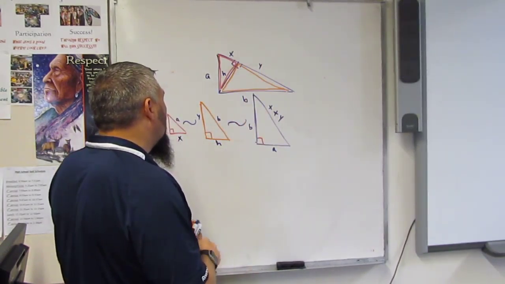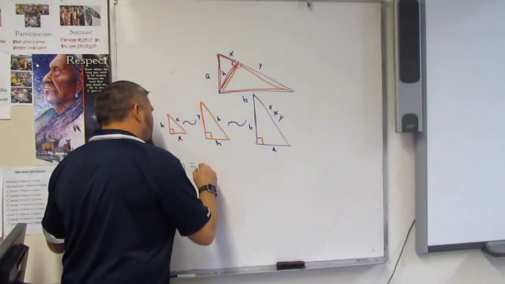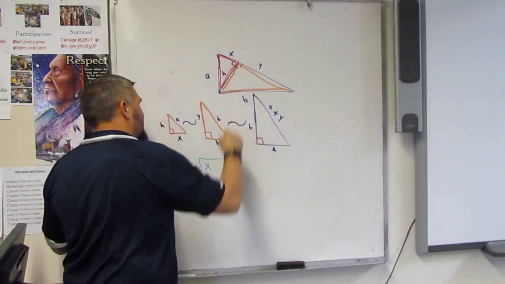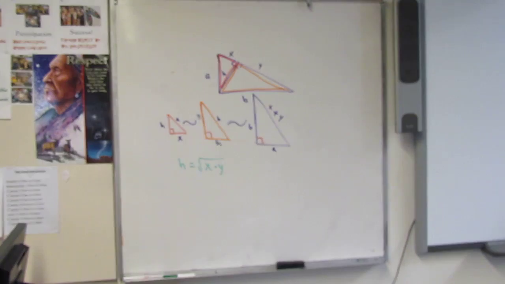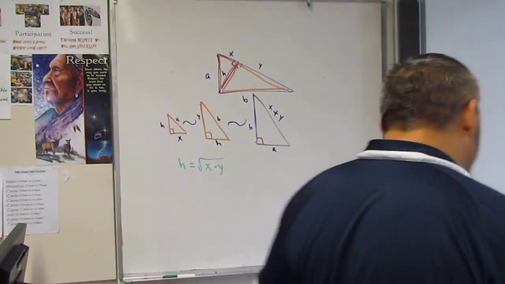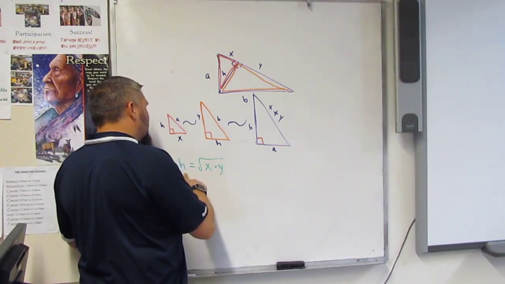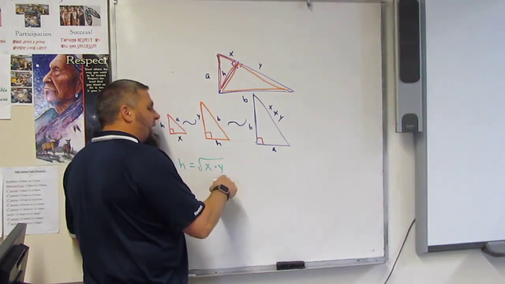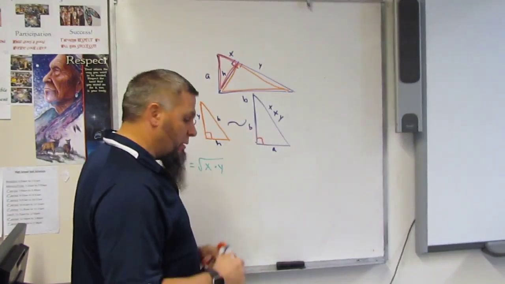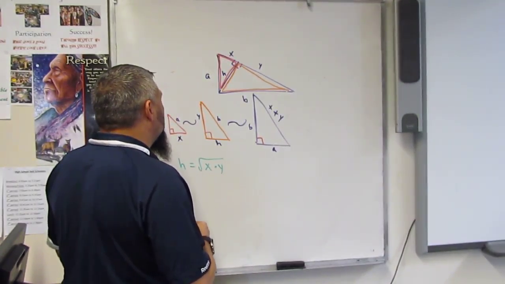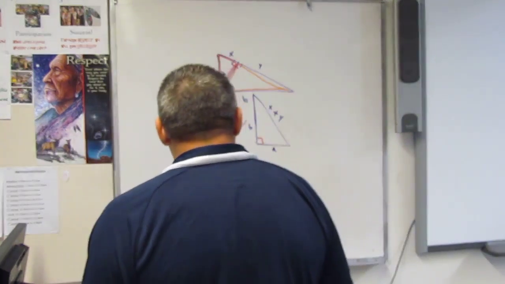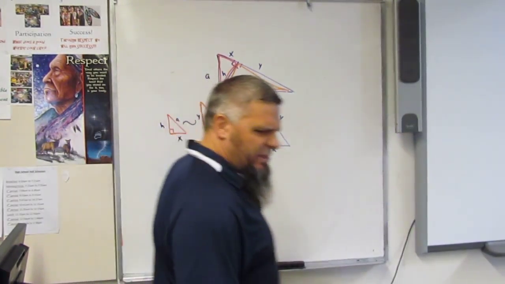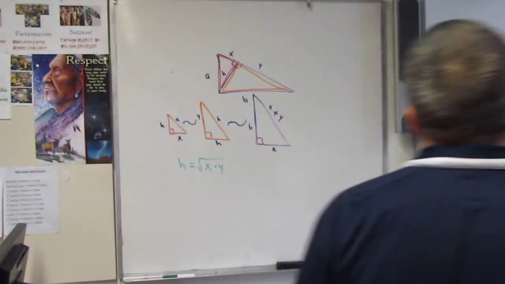So we know that the height is equal to the square root of x times y. Okay? This is going to be our formula. So height is equal to the square root of x times y. Alright? And so A is equal to x times c times c. Where's c? Oh, c is the x plus y.